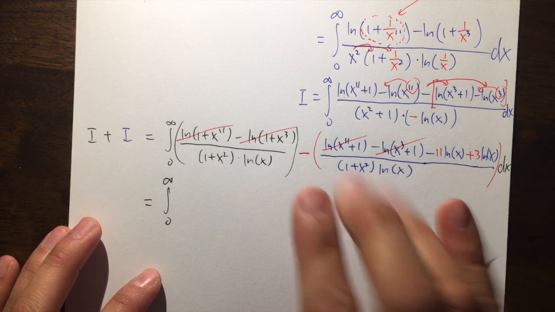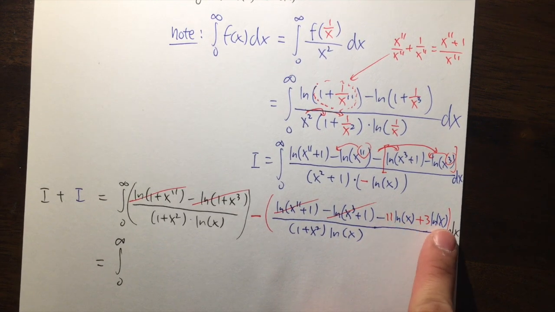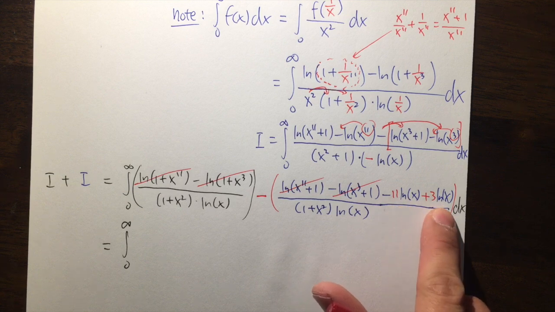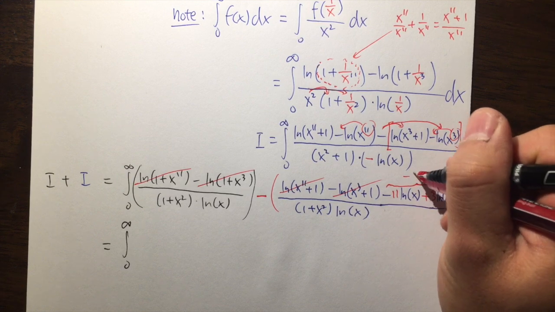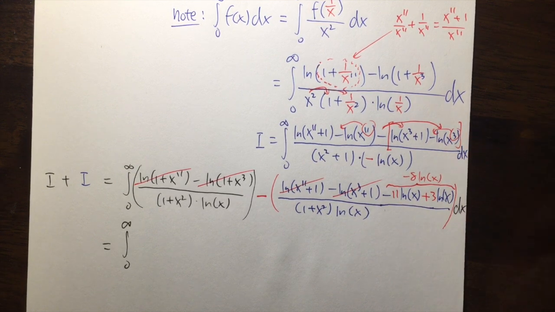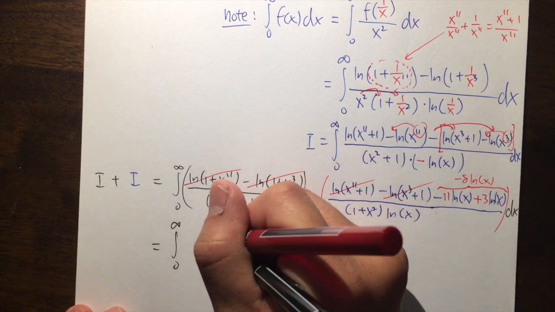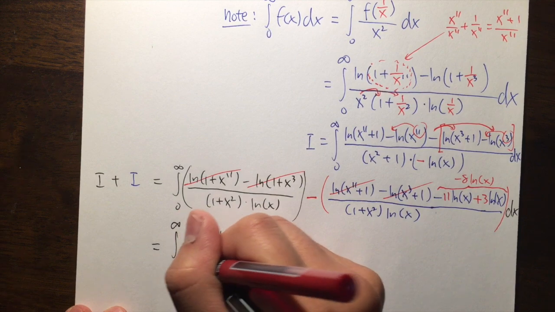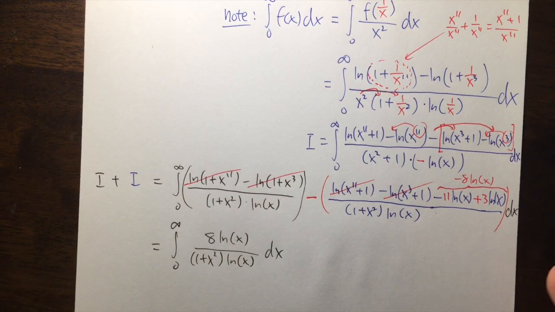And let's see, on the top, what do we actually have? Well, it's actually just this part, isn't it? Because we have negative 11 ln x plus 3 ln x. So this right here will give us negative 8 ln x. But I'm minusing that, so it's a positive 8, isn't it? So I'll put down the positive 8 ln x on the top over the denominator, which is 1 plus x squared times ln x.